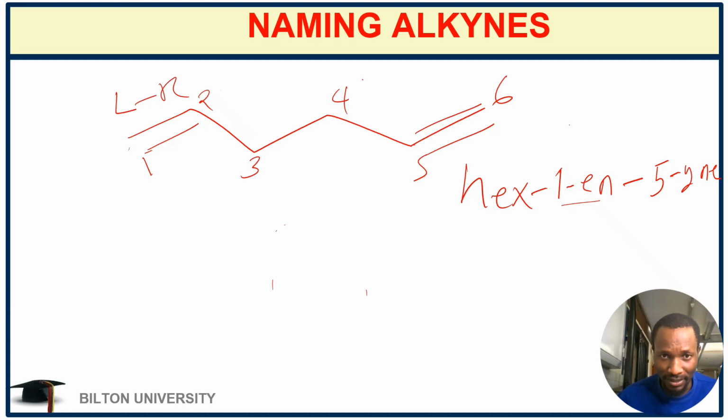You just need to identify the longest chain, and also you need to be very careful, especially if you have other substituents, and also if you have two different functional groups like a double bond and a triple bond, where they are.